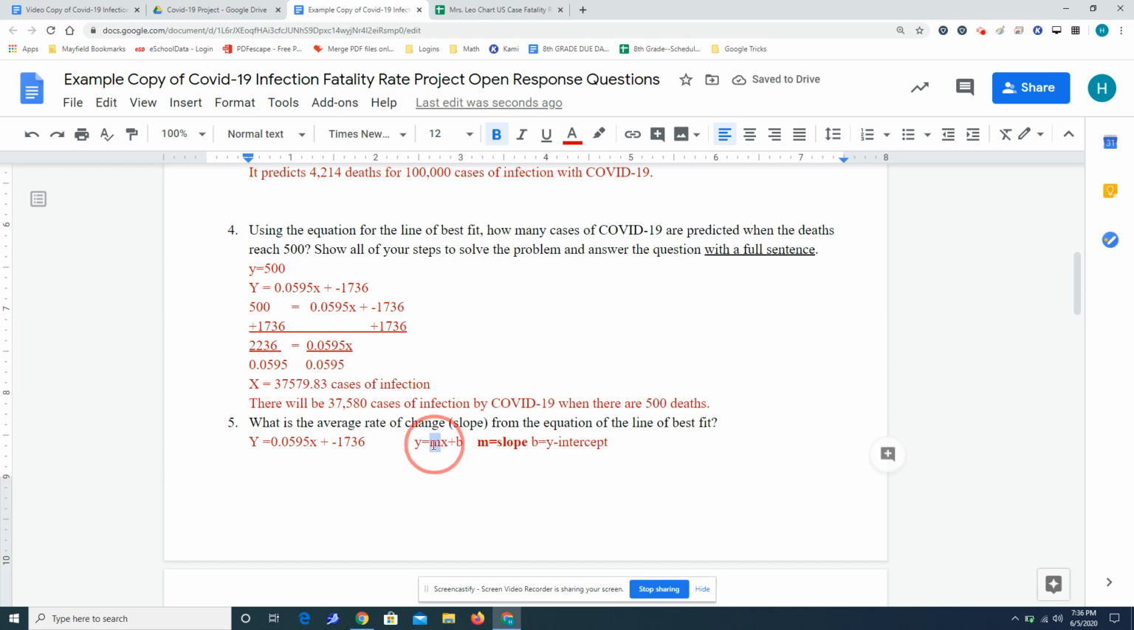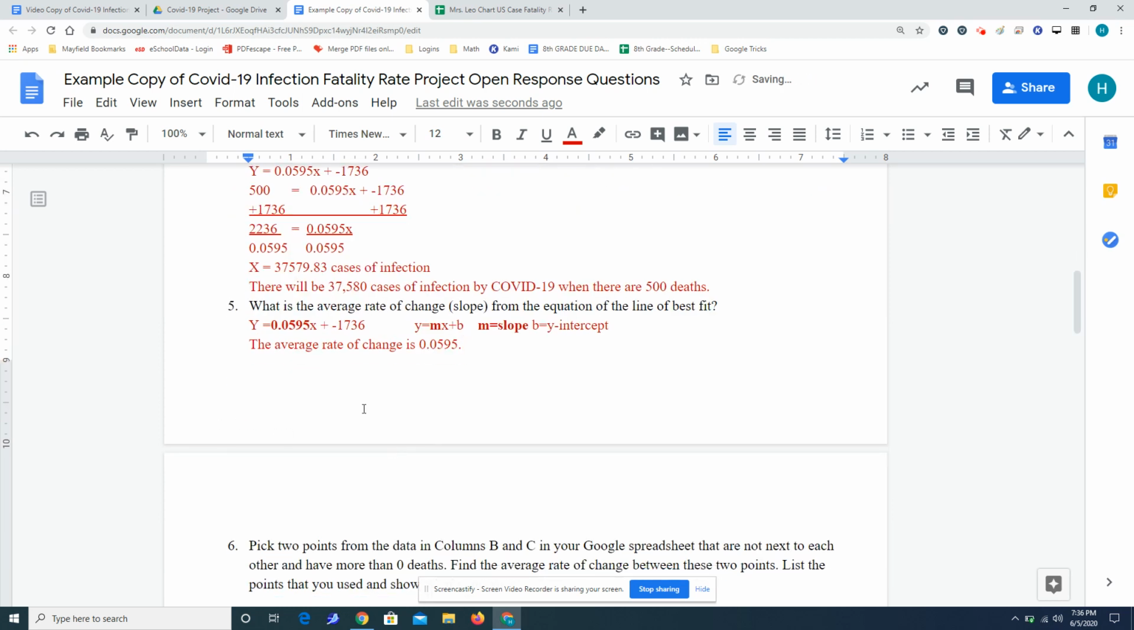If I remember from y equals mx plus b, that's in front of the x. So go to your equation. That is the number in front of the x. So my average rate of change, or my slope, is 0.0595. Okay, and that's from the equation.